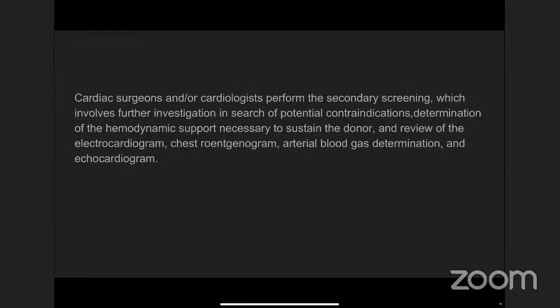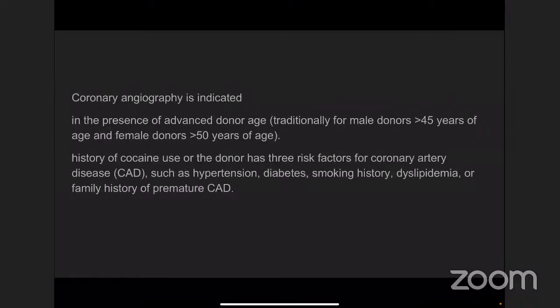A cardiac surgeon or cardiologist performs the secondary screening, which involves further investigation to determine contraindications and the hemodynamic support necessary to sustain the donor, and review of the ECG, arterial blood gas determination, and echo. Coronary angiography is indicated in the presence of advanced donor age, traditionally for male donors more than 45 years of age and for female donors more than 50 years of age.